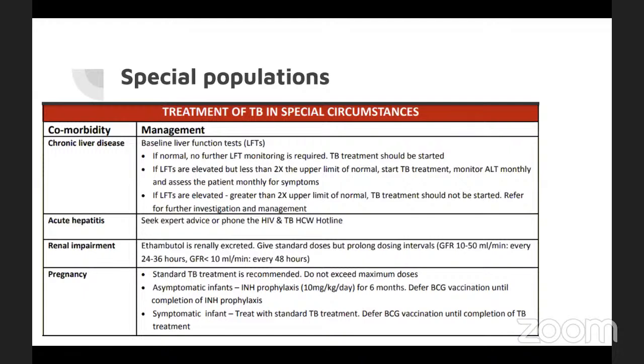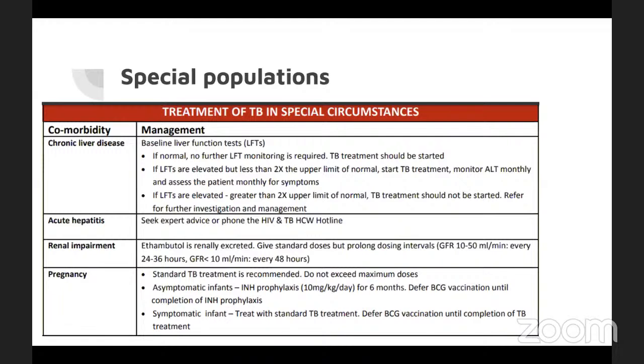If the LFTs are elevated greater than two times the upper limit, the guidelines suggest that TB treatment shouldn't be started, and the patient should be referred for a workup of why they have a deranged LFT. In acute hepatitis, it's suggested just to seek expert advice. They mention the HIV and TB healthcare worker hotline, which is also an app, so it has all the information there that you could use.